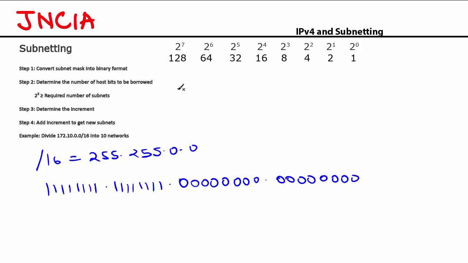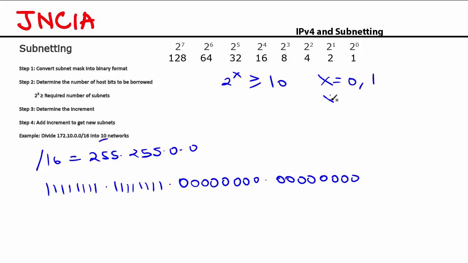Step number 2 says determine the number of host bits to be borrowed, and the formula for that is 2 power x is greater than or equal to the required number of subnets. So the formula would now become 2 power x is greater than or equal to 10, which is the required number of subnets. We need to find the value of x that will satisfy this equation. Let's start with x is equal to 0. X is equal to 0 will give you 2 power 0, which is 1, which will not satisfy this equation.